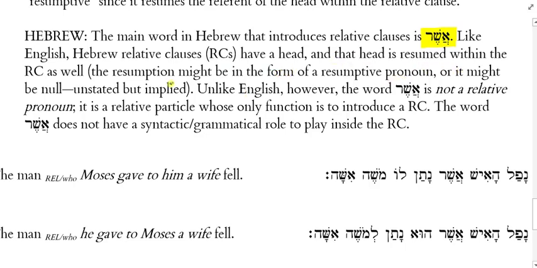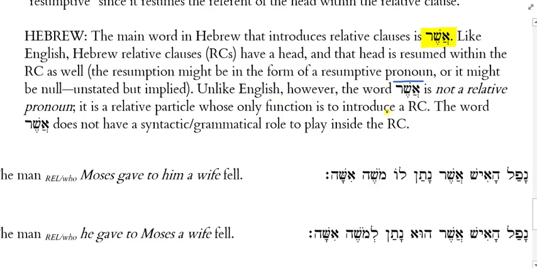Now, like English, Hebrew relative clauses have a head, and that head is resumed within the relative clause as well. You will either see an overt resumptive pronoun, or the resumptive element might be unstated but implied by the material in the relative clause, and I'll show you some examples of that.